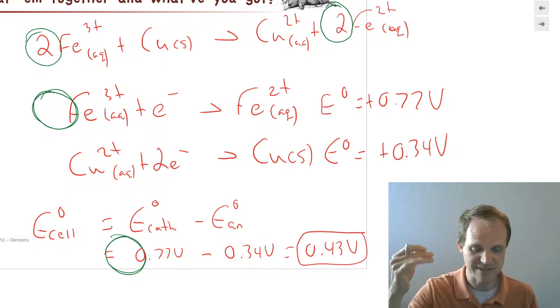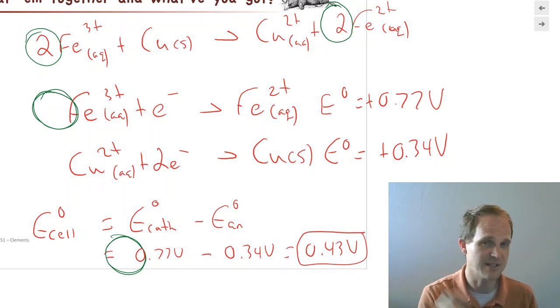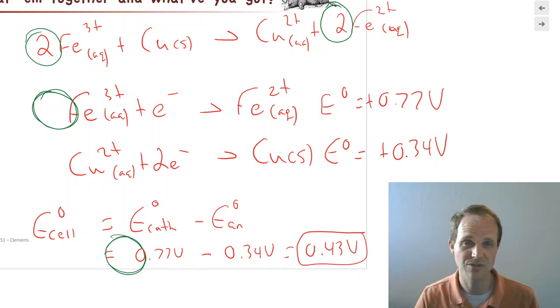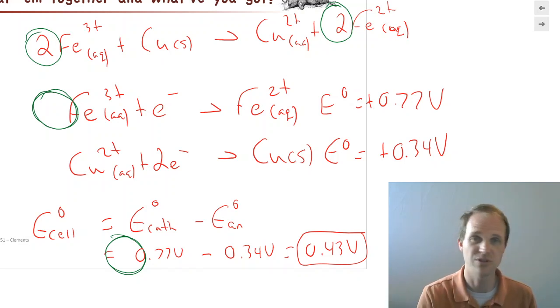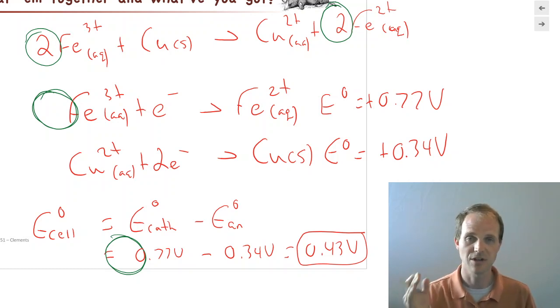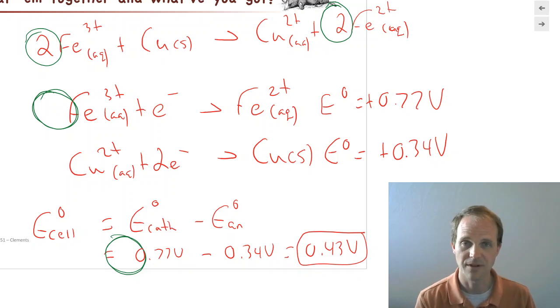So even if you had something that was doing 1 electron, something that was doing 7 electrons, you don't put a 7 anywhere. If you had one that was doing 2 and one that was doing 9, you don't put 2s or 9s or 18s anywhere. Nothing. You just look up the standard reduction potentials, you write them down, you subtract them. Okay, it's a very important thing.